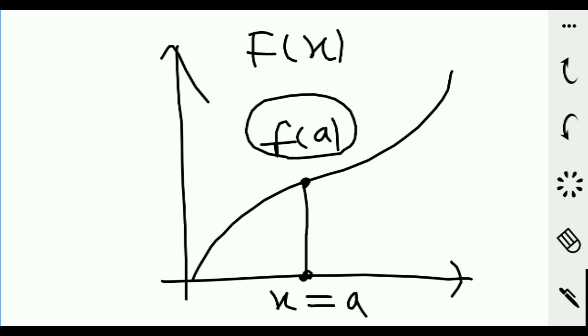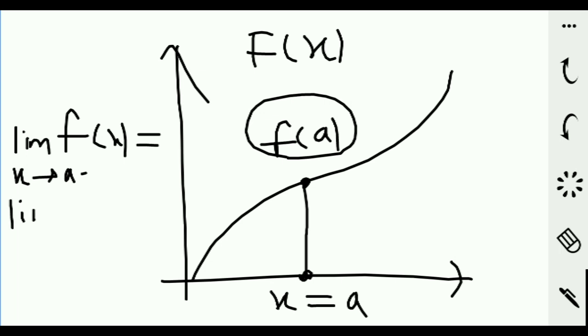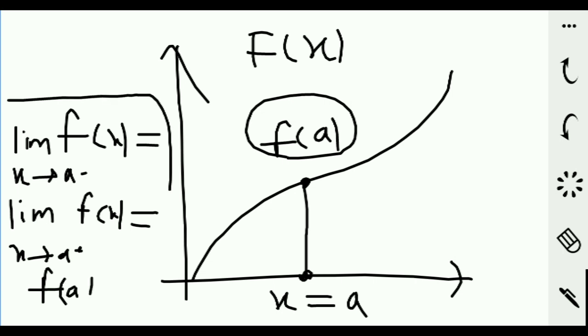After that, you have to check whether the limit x tending to a negative of f of x is equal to the limit x tending to a positive of f of x, and whether these two are equal to f of a or not. If this condition is satisfied, then we can say that the function is continuous at this point x is equal to a.